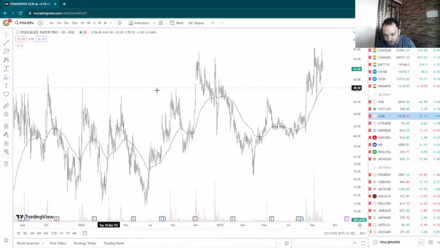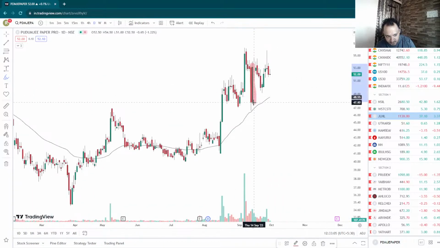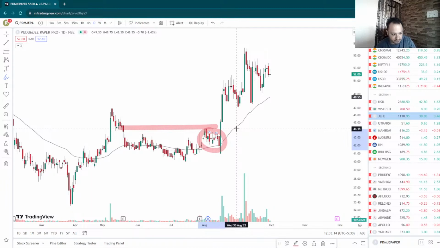Padamji paper, it's too volatile. Look at these candles. Look at the wick. Too much supply. Avoid it. You want silence. You want something like this. As soon as it gets volatile, it should go. It shouldn't stay in the range after getting volatile.